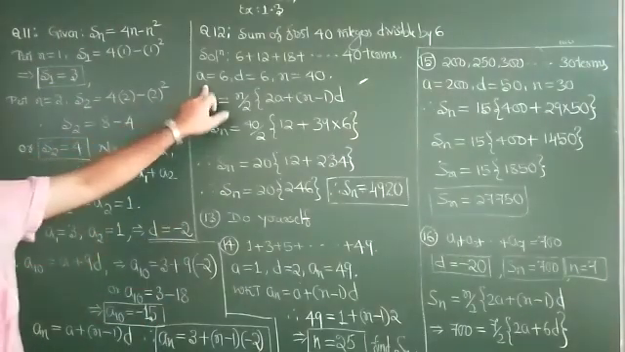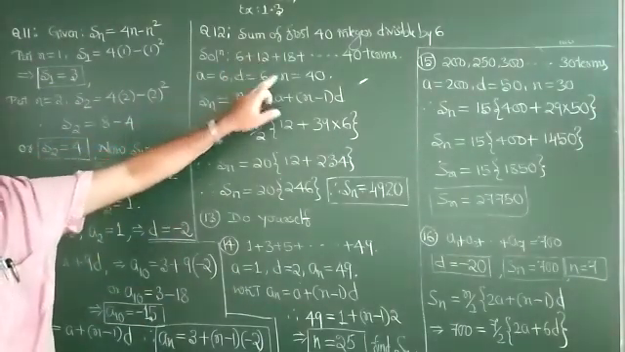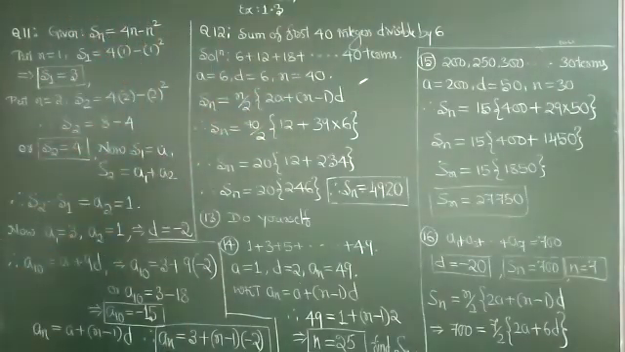Clearly given A equal to 6, D becomes 12 minus 6, that is 6, n equal to 40. Put the formula Sn equal to n by 2 into 2a plus n minus 1 into D. Put all the values. Sn equal to 40 by 2 into 2a, which means 2 into 6, 12, plus n minus 1 is 39 into 6. Further simplification only. Simplification steps I won't explain now. Ultimate answer you will get as 4920. Just go through. The 13th question is very similar to the 12th one. You do it yourself. Even the 14th is also similar.